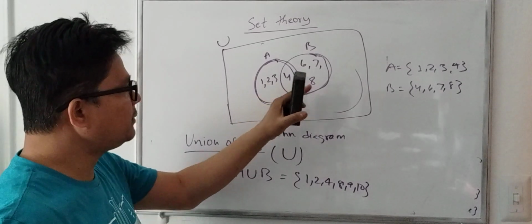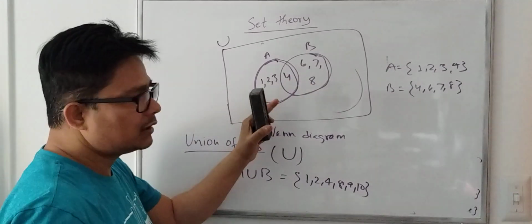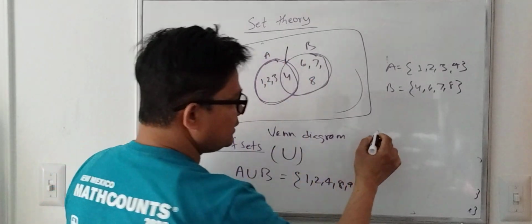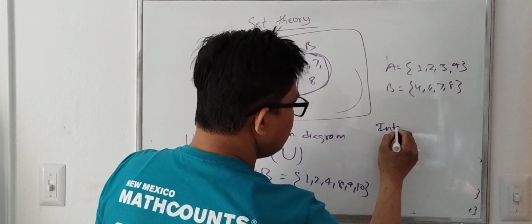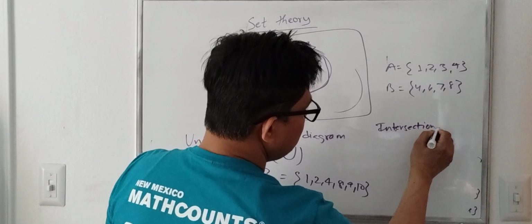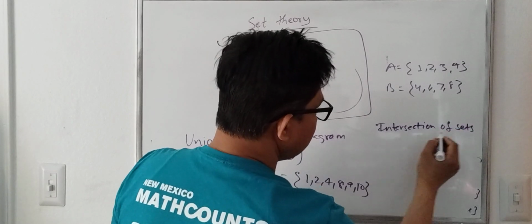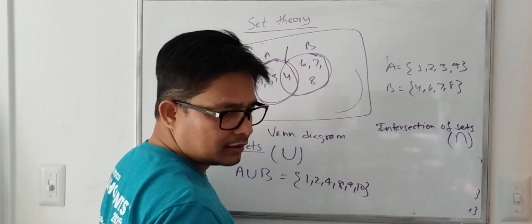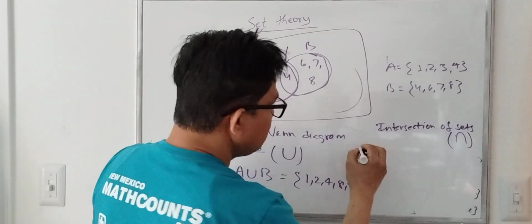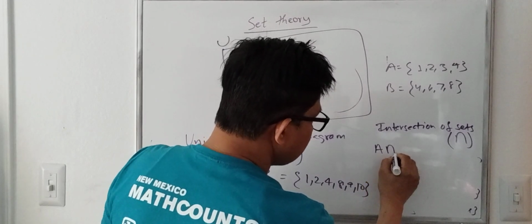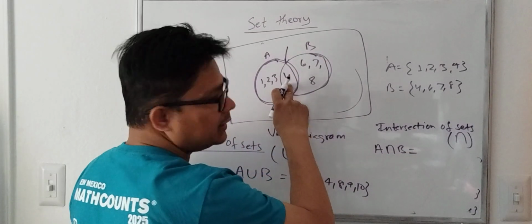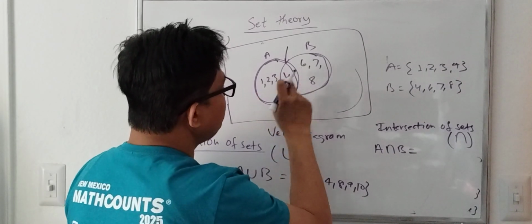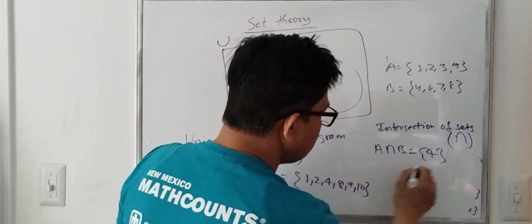A has 1, 2, 3, 4. B has 4, 6, 7, 8. And 4 is common. So when you talk about this common element, this is called intersection of sets. And this is represented by this symbol. Look at this symbol. So now what are we going to write here? A intersection B is equal to what? What is common between A and B? 4. A also has 4, B also has 4. Got it?